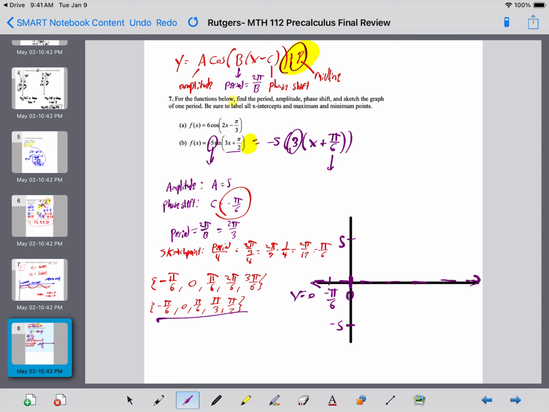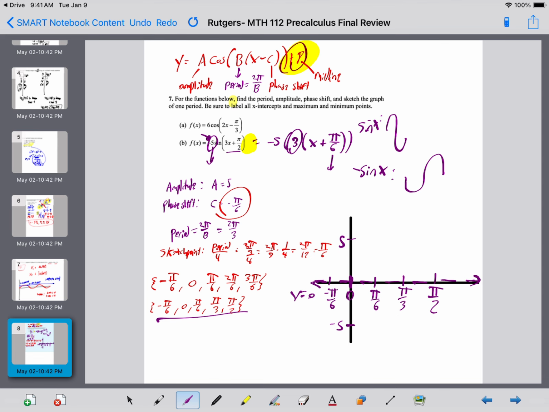0. Start spacing it out evenly. Pi over 6. Pi over 3. Pi over 2. Okay? And this is sine. Remember, sine starts at the midline, goes around, and goes back. But this time there was a negative. So negative sine of x reflects over the x-axis. So it still starts at the midline, but it's going to go down and around.